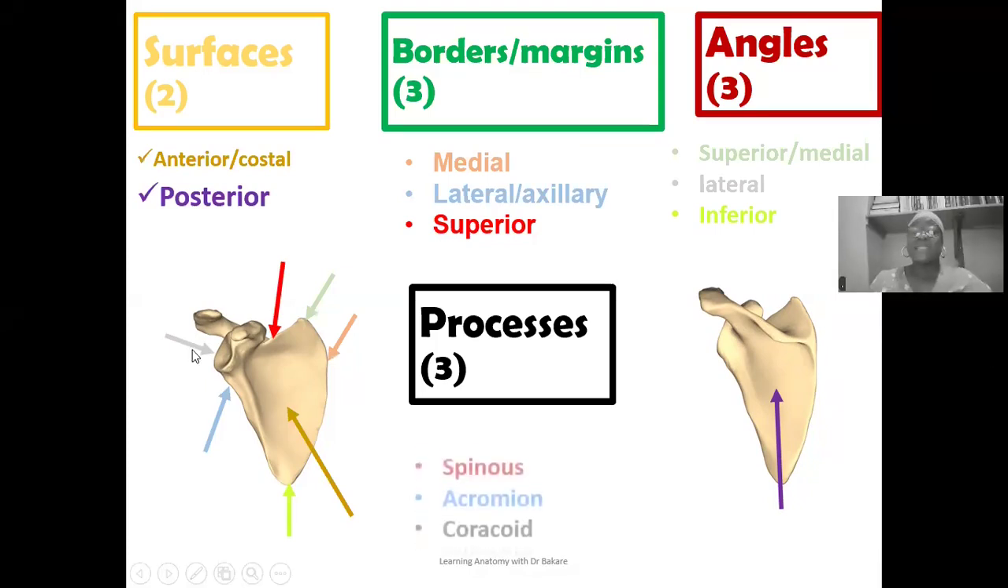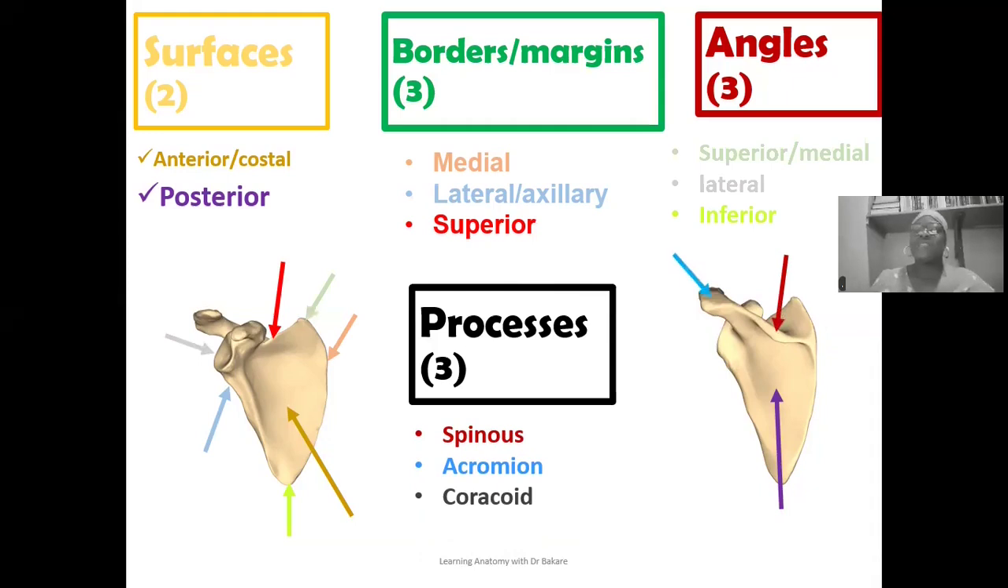So for the processes, we have three processes. We have the spinous process. The spinous process is seen at the posterior region of the scapula. And if you try to use this image by this other side, this is where we have the spinous process of the scapula. Then laterally, we have an expansion of the spinous process, and this is the acromion process. Then in the anterior region, behind here, we have the coracoid process. This coracoid process is like a hook that extends around that region.